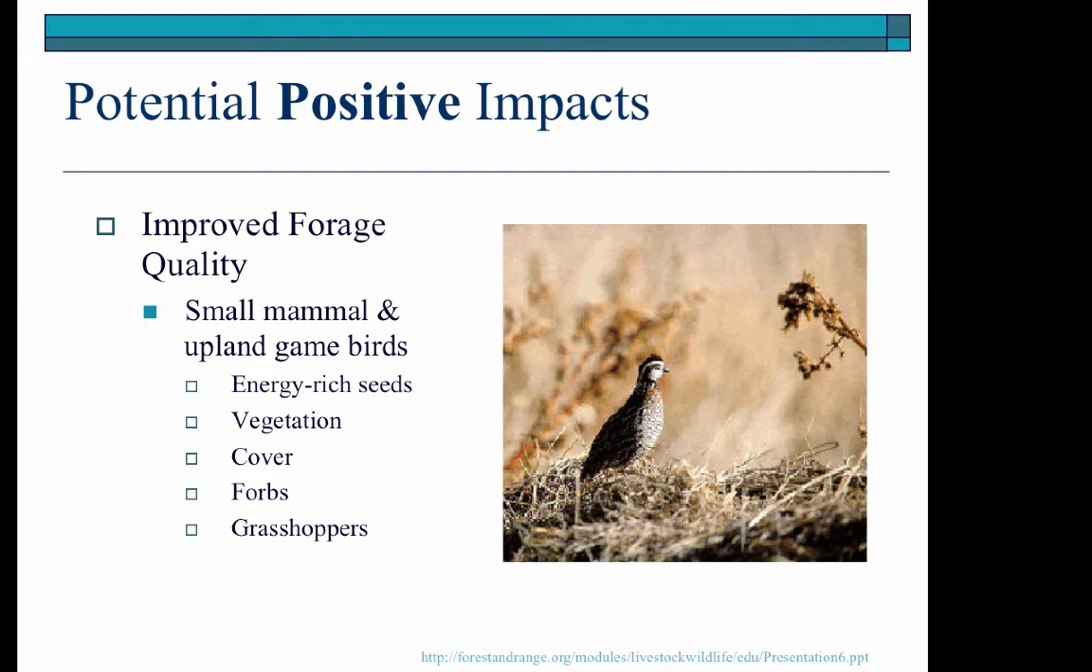Some additional positive impacts on the forage quality side would be that by increasing forage quality for our grazing species, we would also be increasing that quality for small mammals and upland game birds. This is going to create more seeds that are rich in energy, more total vegetation that is going to result in not only sufficing diet needs but also protection needs in cover and in thermal and hiding cover. It's also going to help with biodiversity by creating more species that can actually survive in a certain area.